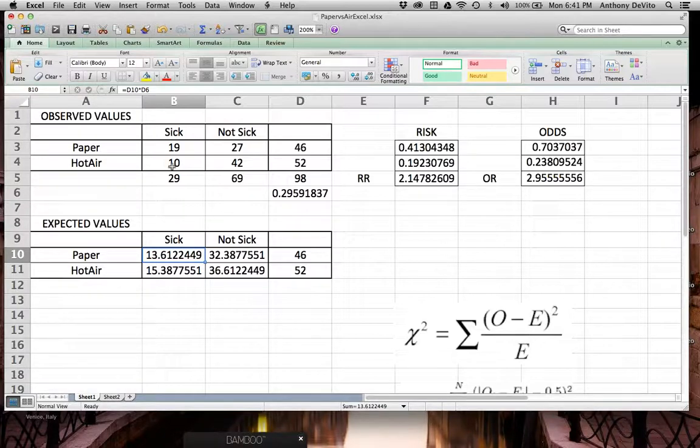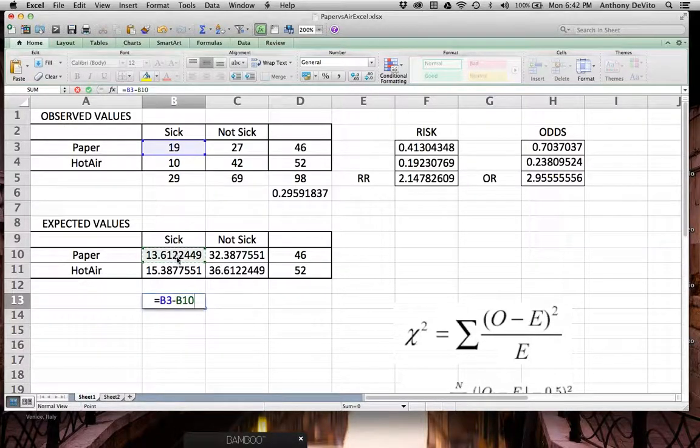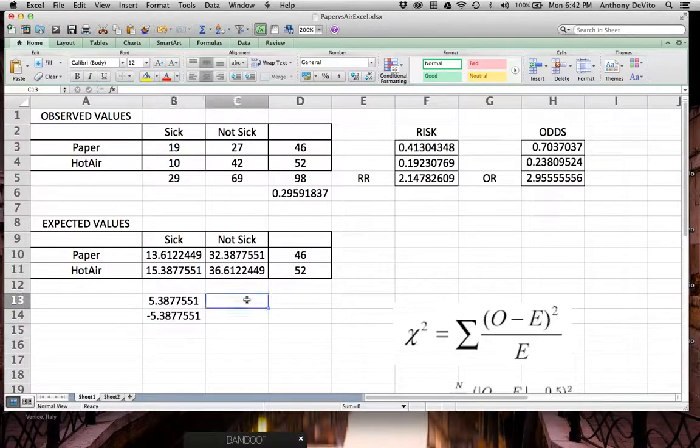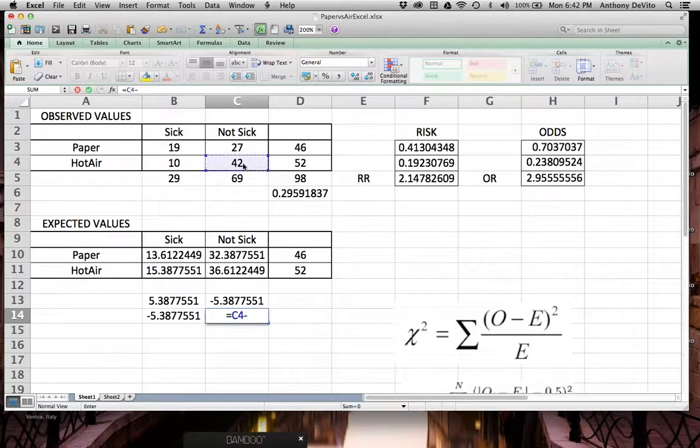So what I'm going to do now is take the difference between each one of these boxes. I'm going to take my observed value minus my expected value and put it down here. And over here I'm going to put my observed value minus my expected value for this box, and do the same for the other two boxes. Now, if I add all these together, what am I going to get?